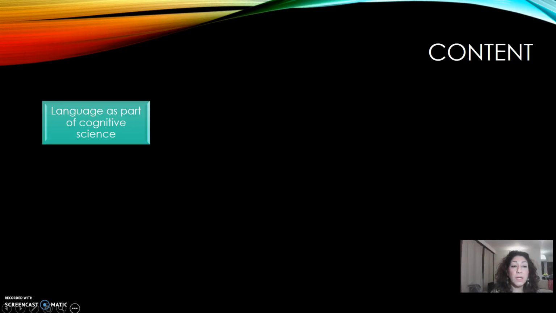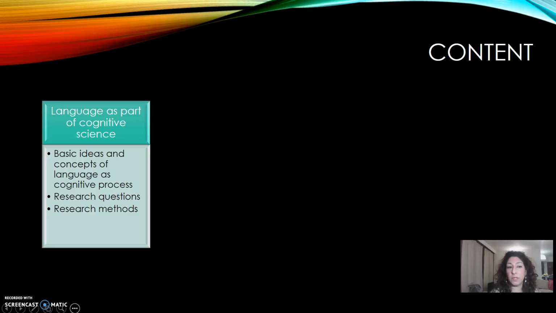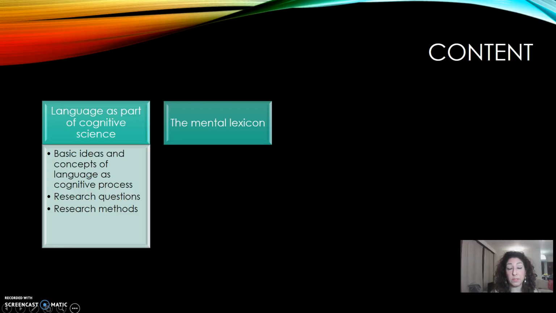We will study language as part of cognitive science, so we will see and review basic ideas and concepts of language as a cognitive process. We will observe which are the main research questions, the main research methods.